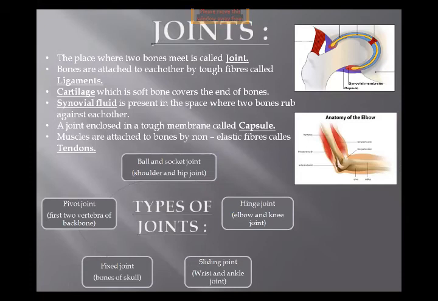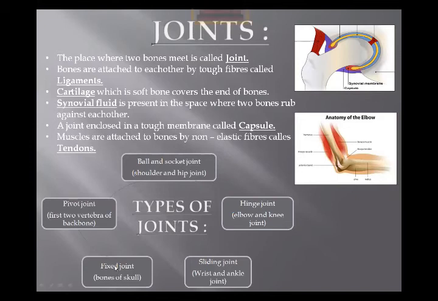But how can we move our head up and down and left and right? It is due to the pivot joint. This pivot joint is present at the first two vertebrae of the backbone, which make your neck. These two vertebrae are joined with the skull. That's why you can move your head up and down, but you cannot move your skull.